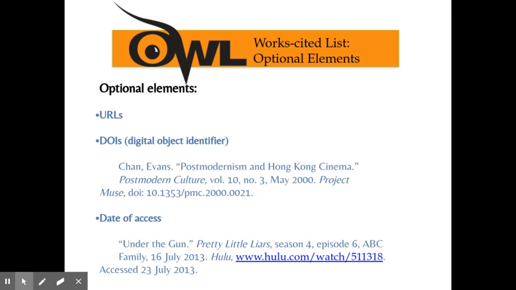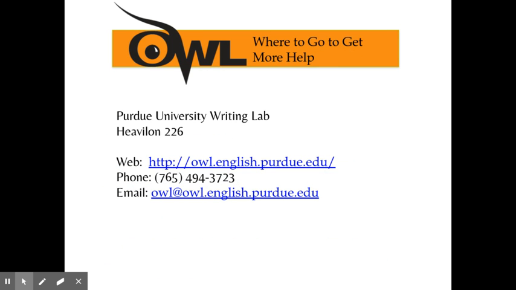You could include URLs or DOI, so the digital object identifier. So you could find a DOI from a specific educational database, and then a URL is the link to which you would find an article. And then I want you to always include the date of access. So that is the date that you read the article, or you watched the show, or you read the book. So you do that by saying accessed on, and then you give the day, the month, and the year. And that is the end of this.